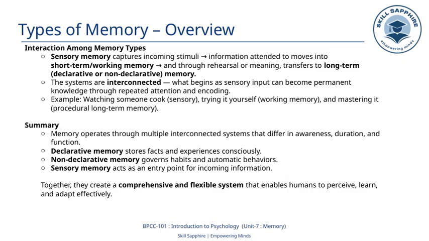To sum up, memory isn't just one single process. Instead, it involves multiple systems that work together, each differing in how aware we are of them, how long they last, and what they do. Declarative memory helps us consciously recall facts and experiences, while non-declarative memory governs our habits and automatic behaviors. And sensory memory serves as the entry point for all incoming information. Altogether, these systems form a comprehensive and adaptable network that allows us to perceive, learn, and respond effectively to our environment.